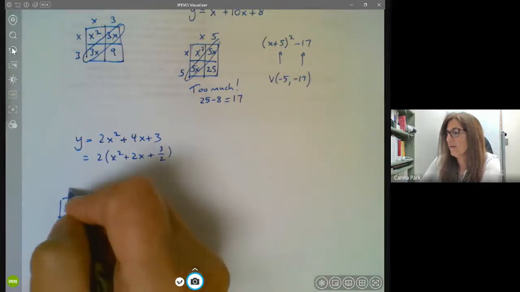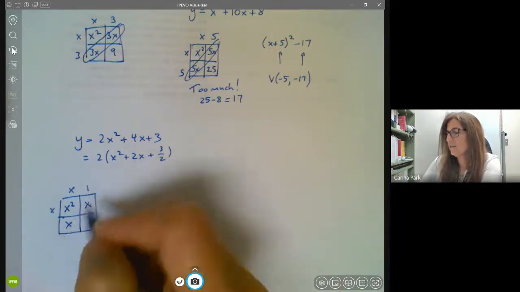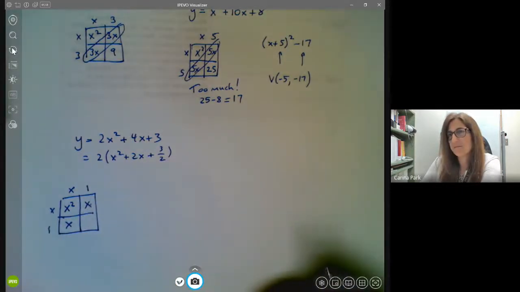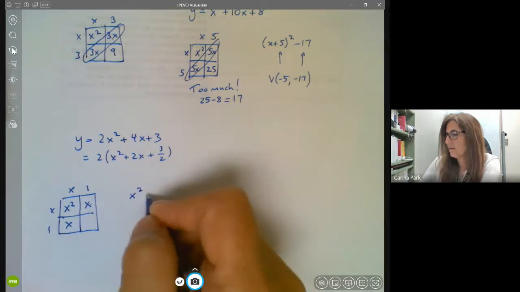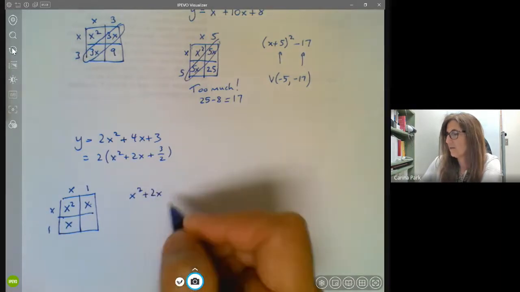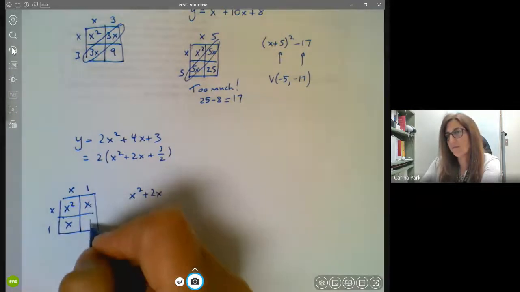So my dimensions are x and x here. This has to be a 1 and this has to be a 1. So far I have my x squared plus 2x, but I have to also fill in this. So this is 1 times 1.